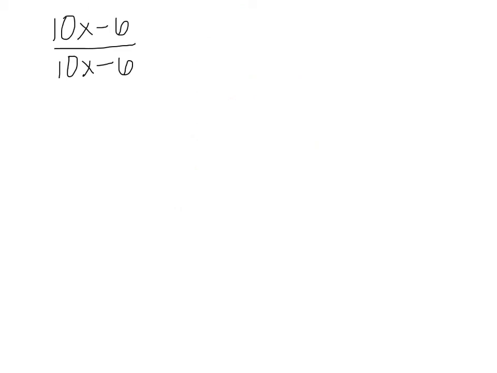This one's kind of interesting. I'm going to start out in the way I normally would, and I would factor the numerator and factor the denominator. So again, I'm going to think about GCF. 10x and minus 6, or negative 6, they have a GCF of 2. So if I factor out the 2, I'm left with 5x minus 3 in the numerator. Now let's look at the denominator, 10x minus 6. Again, I have 2 times 5x minus 3.